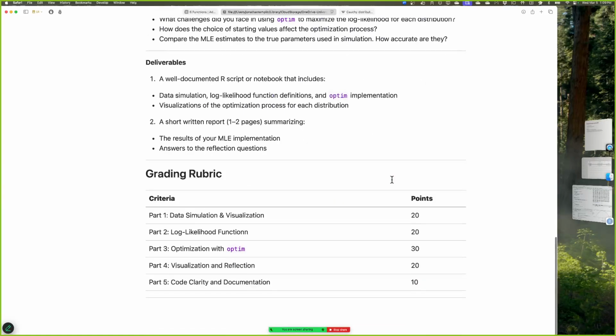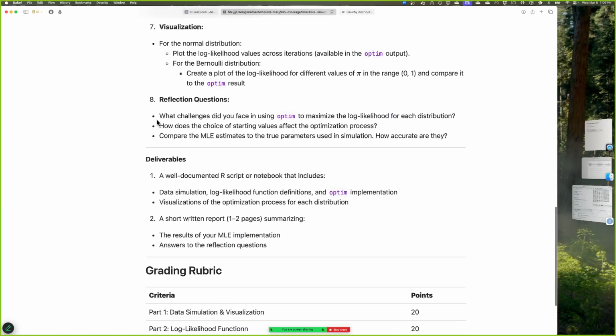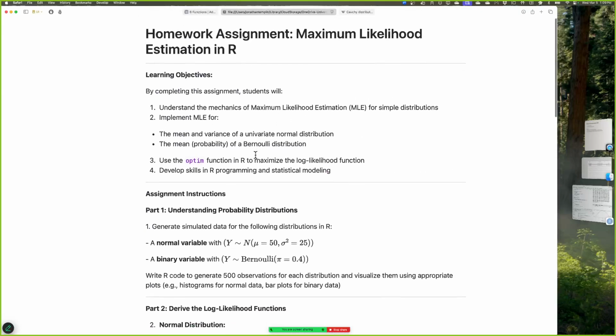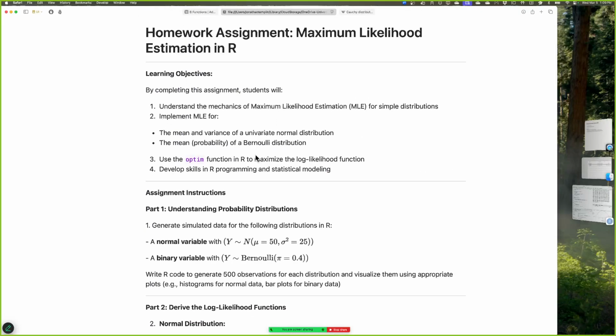Okay. So at that point, the rest of it is reflecting on what you did. You know how to do that, and then how to return. So that's homework. How are we doing with questions?